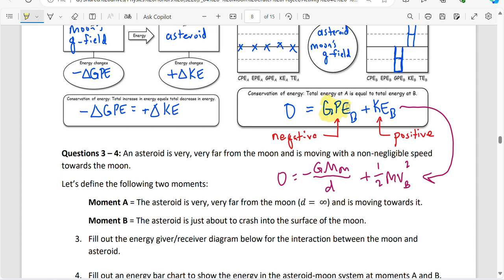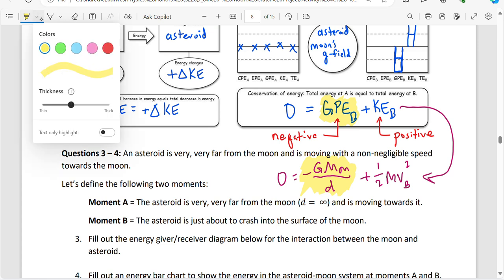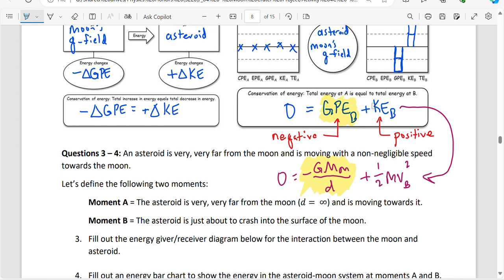And just so we're extra clear, this GPE at B is this equation with the negative sign. It's a negative value based on our choice of reference. And this KE here is this half m v squared here. So that's where all of that comes from. And then you could do some rearranging, isolating your unknown, plugging in numbers, etc.